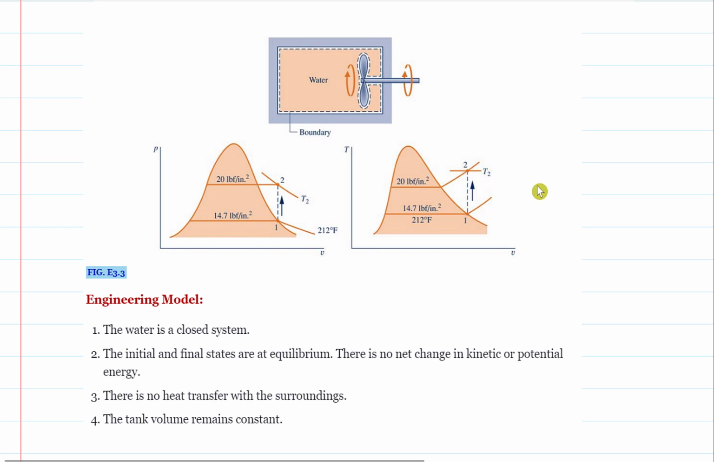On TV diagram, we can draw the similar process. State 1 on saturated vapor line and specific volume remain constant, but temperature increases from 212 to 445 degrees Fahrenheit. And we need to note that on PV diagram, this is the constant temperature line. On TV diagram, this is constant pressure line.